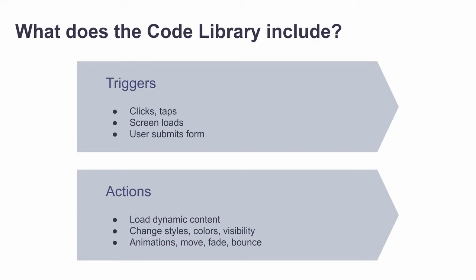But the actions are going to actually do something. So when a user taps on the app, you get the trigger, and then you can load dynamic content. You can change the style, change the color. We'll have an example shortly where we're actually going to display a form field that was previously hidden. Or you can do different animations or movement of things inside your app.